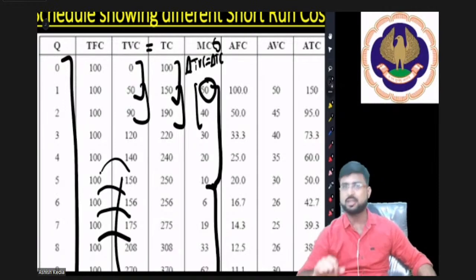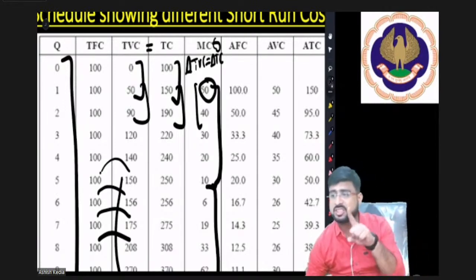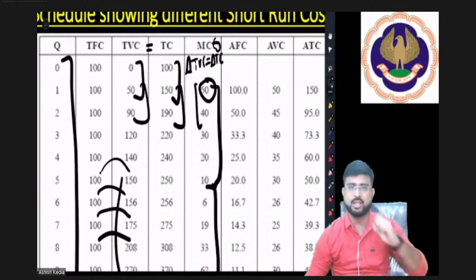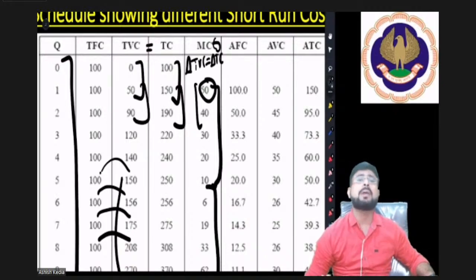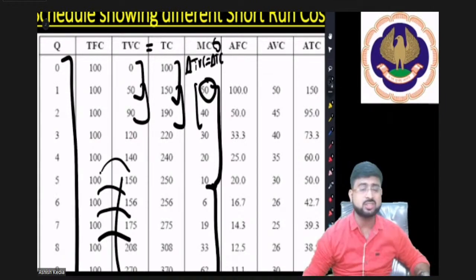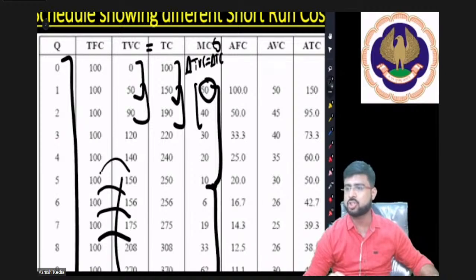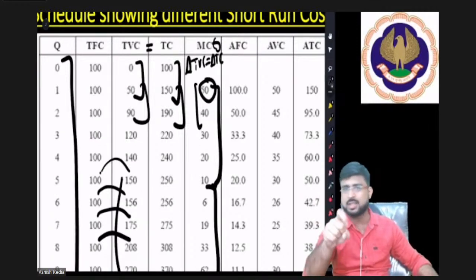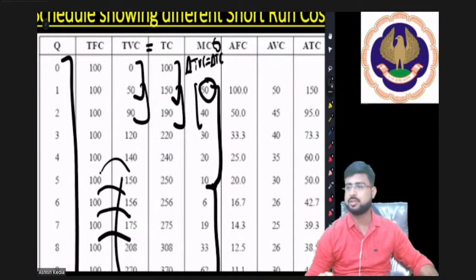So my dear friends, remember, marginal cost represents the change in both, the change in total cost as well as the change in total variable cost.